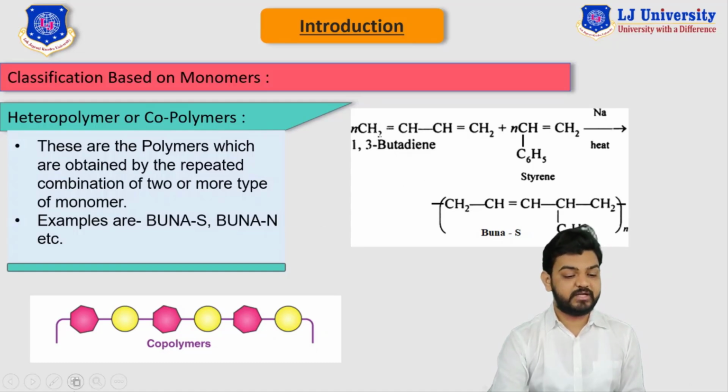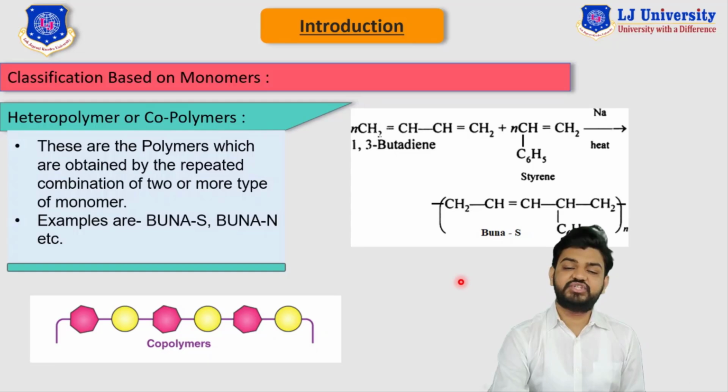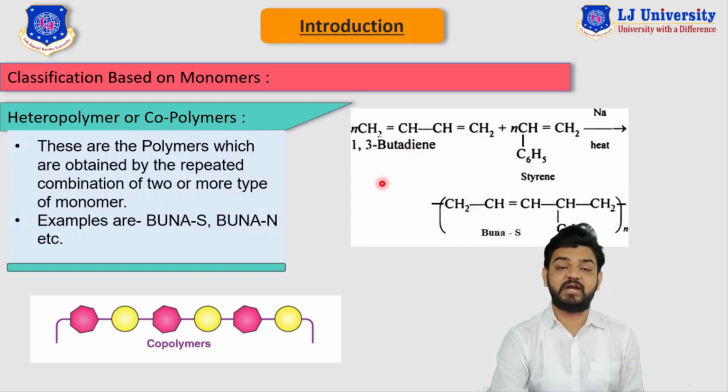Now, let me take a pointer so that I can explain this in an easier way. Here in this image, this is one monomer and this yellow object is another monomer. These two monomers are completely different, but they combine to form the long chain of the polymer, and this is referred to as the copolymer. In the structure of Buna S, we have used 1,3-butadiene and another monomer, styrene. When these two monomers combine together and produce a long chain of polymer, that is referred to as Buna S.